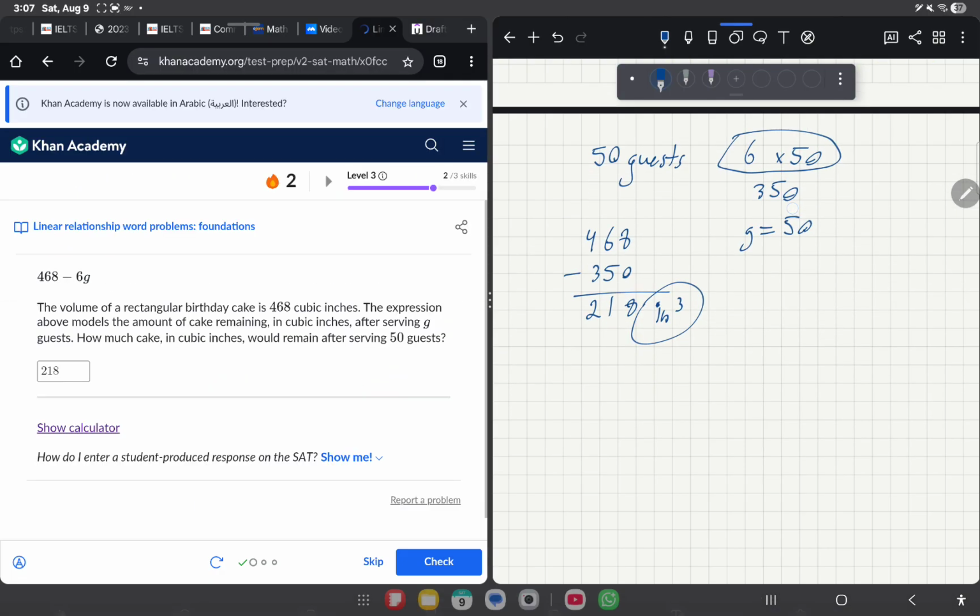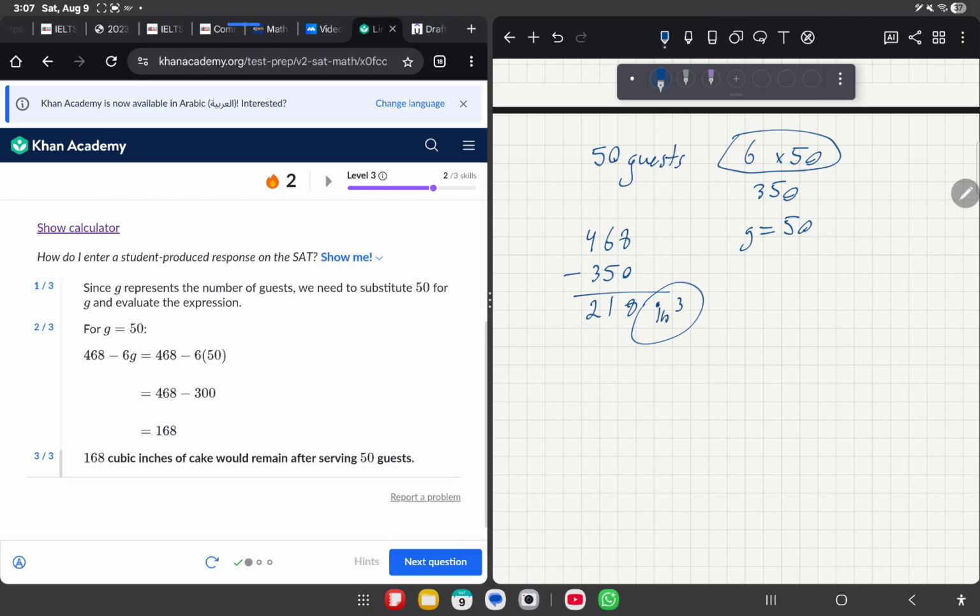I had a calculation mistake. What was wrong? 6 times 50 is 300, not 350. Sorry, calculation mistake. So 468 minus 300 is 168.